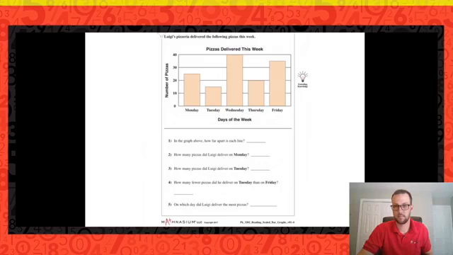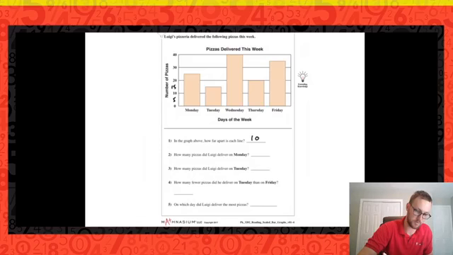So, how far apart is each line? 10. Nice job. We go 0, 10, 20, 30, 40, so each line is counting by tens. So how many pizzas did Luigi deliver on Monday? Well, if each line is counting by 10, then the halfway point between the lines must be what? Counting by 5s. Halfway between 0 and 10 is 5. Halfway between 10 and 20 is 15. So then on Monday, how many pizzas did we deliver?